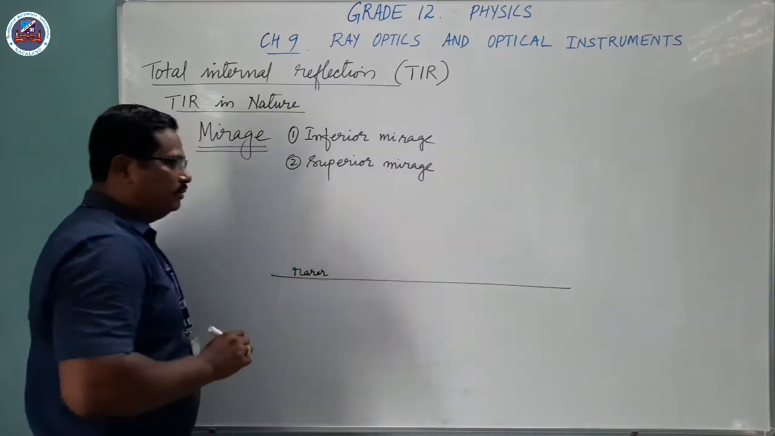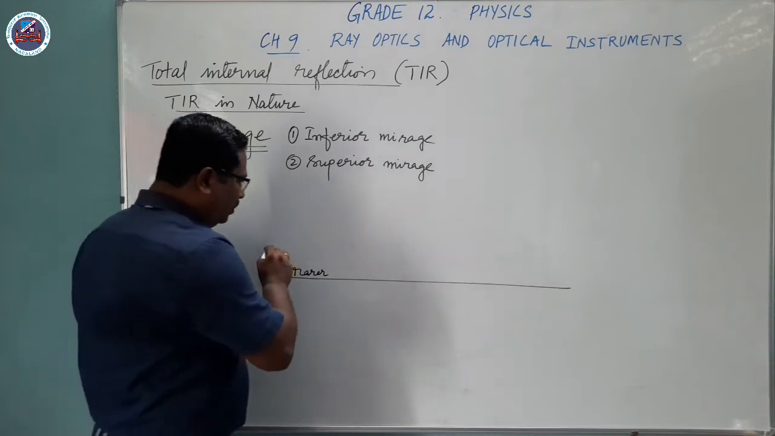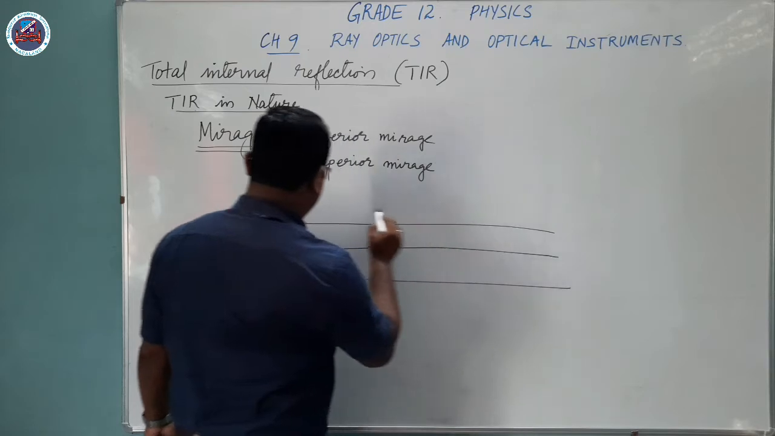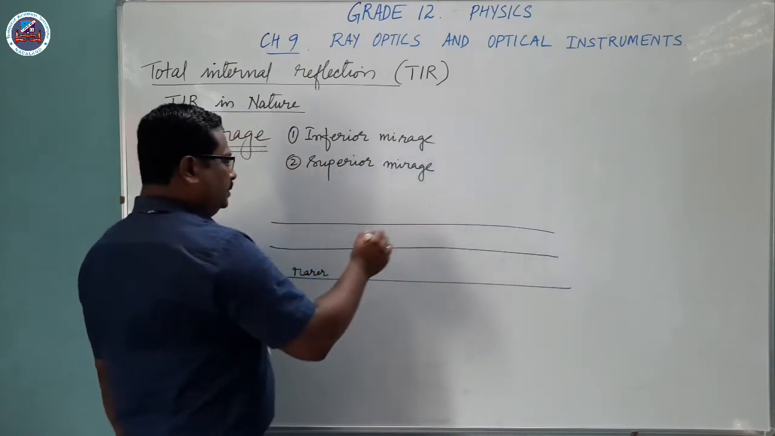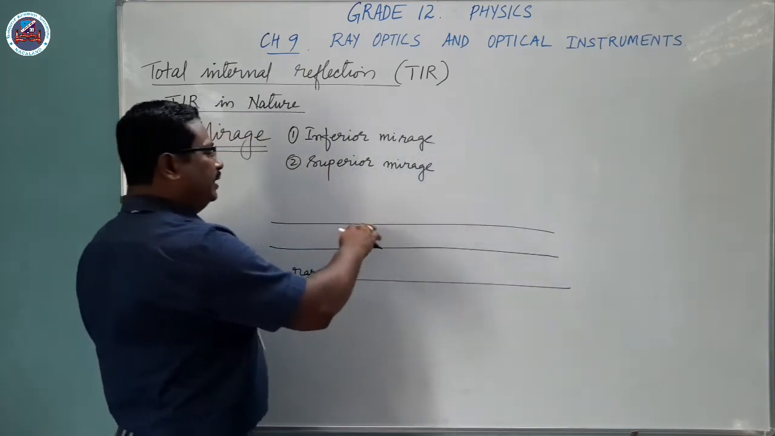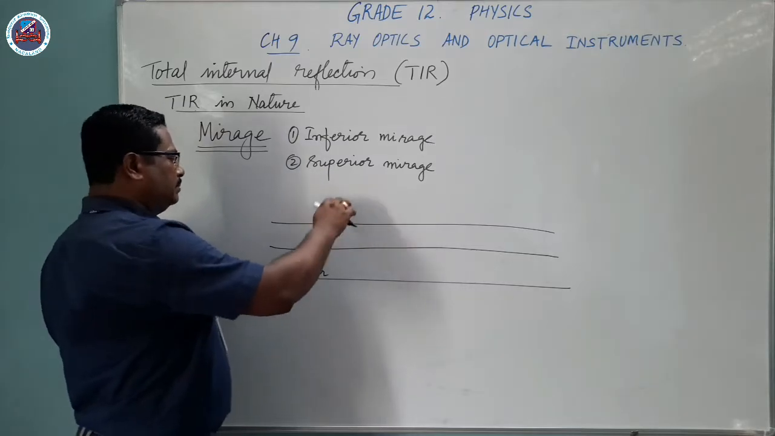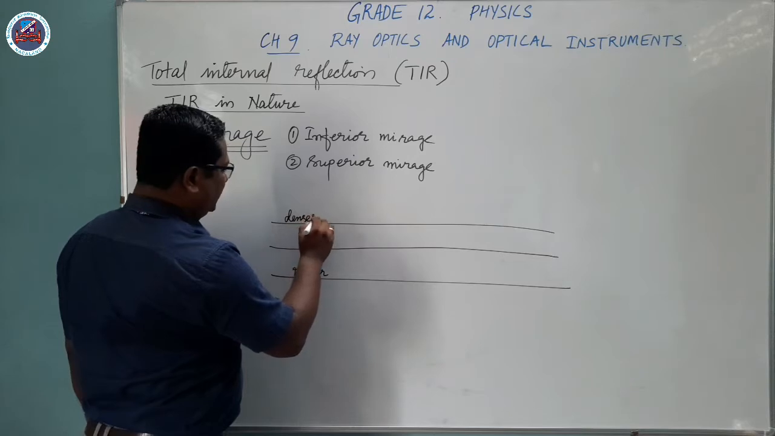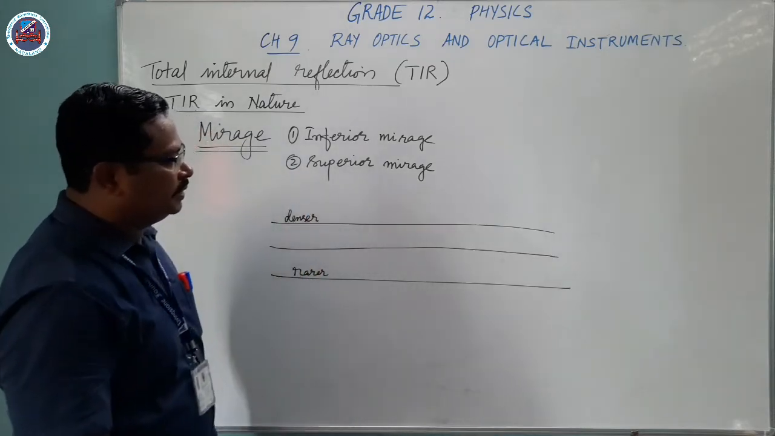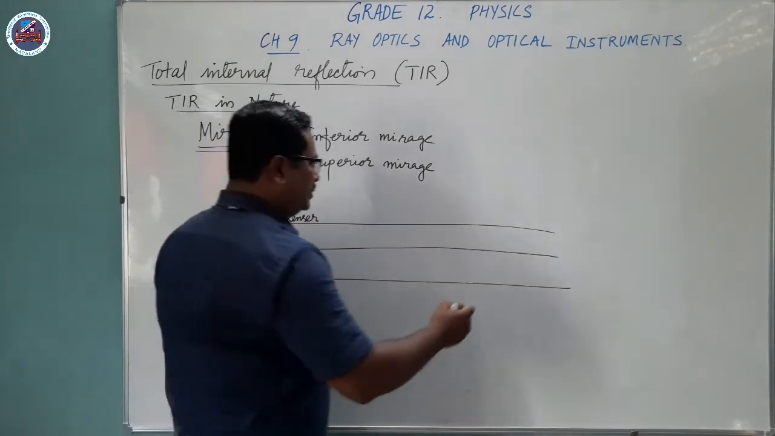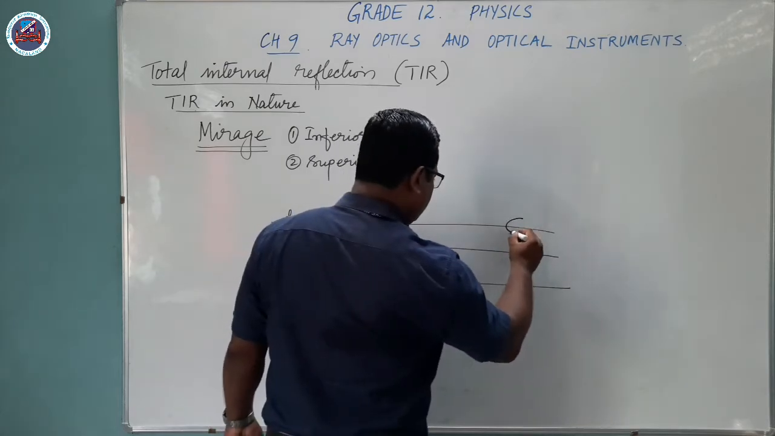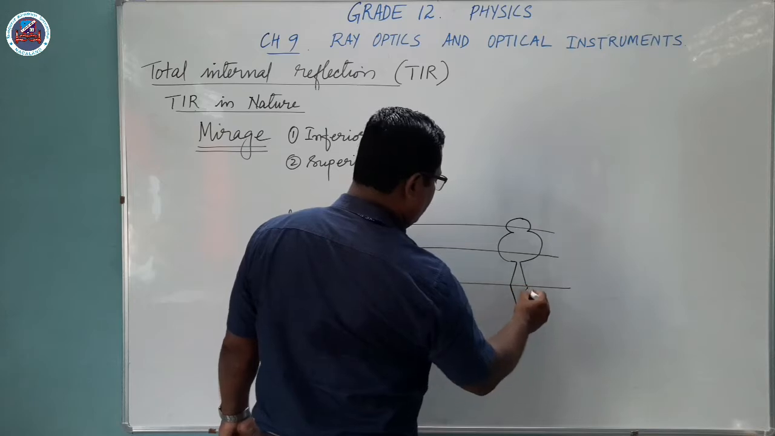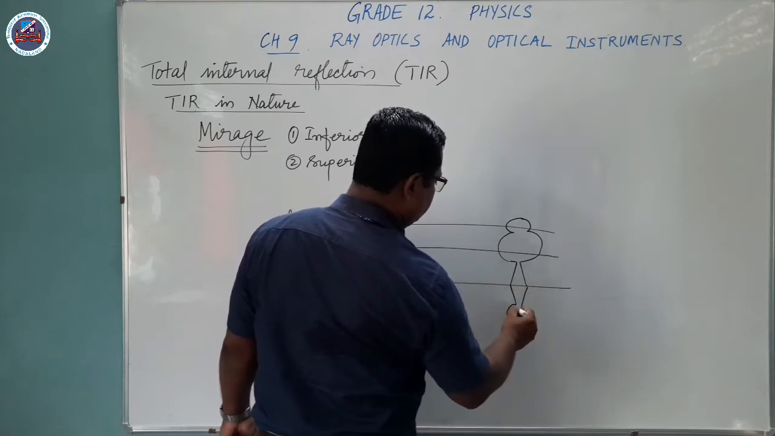It becomes rarer. As you go up in the atmosphere, the density goes on increasing. That means temperature becomes lesser and lesser, and it becomes denser and denser as you go up. So what happens here is, when you are observing a tree, then this tree will appear to be inverted like this.